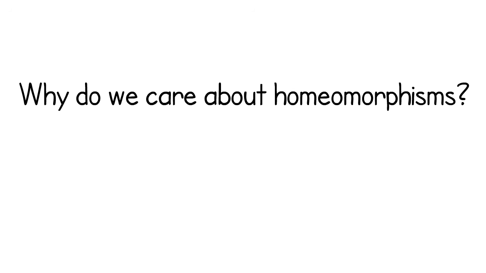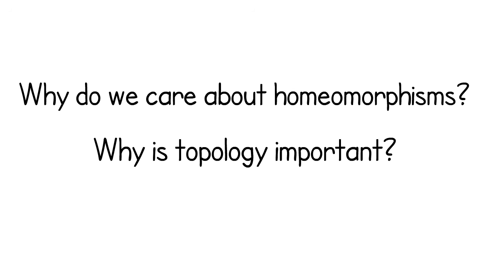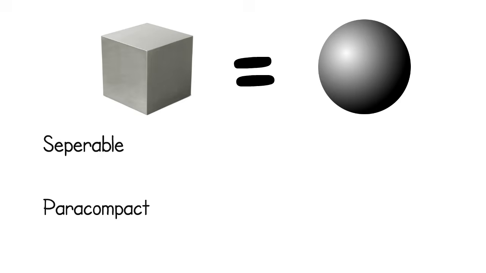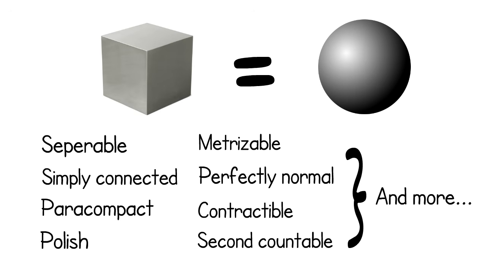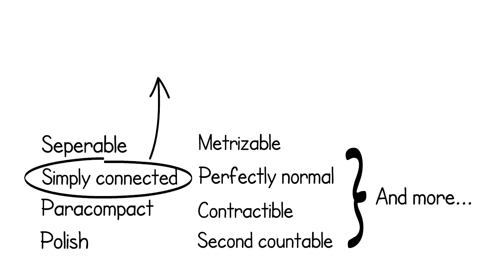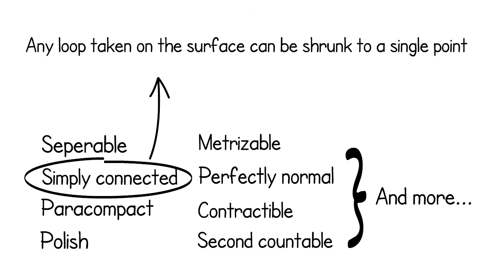Great, but now here come the real questions. Why do we care about homeomorphisms, and why is topology important? To answer the first, it turns out that if two surfaces are homeomorphic, then all topological properties are shared by them. An example of a topological property is simply connected, which means that any loop on the surface can be shrunk down to a single point.